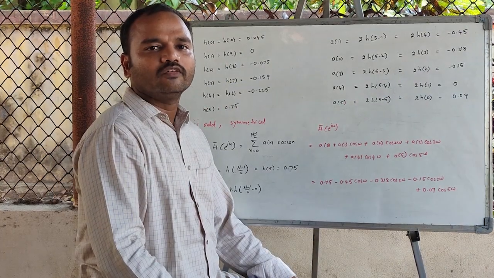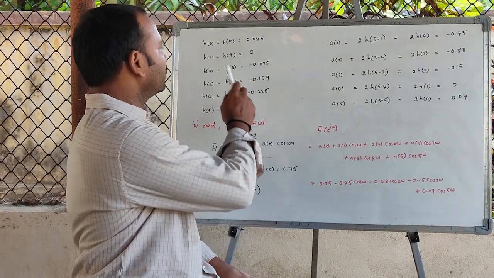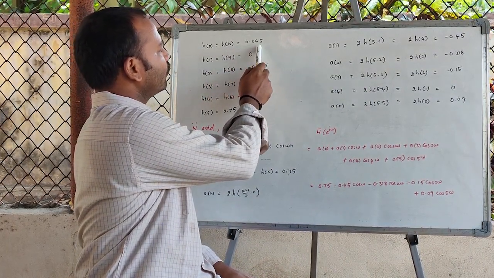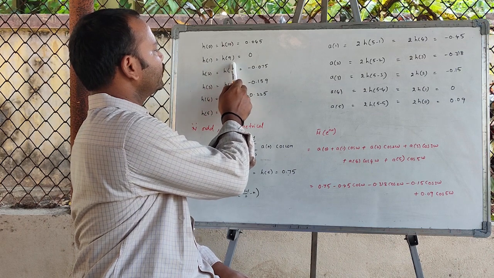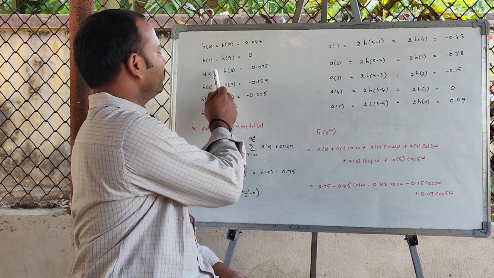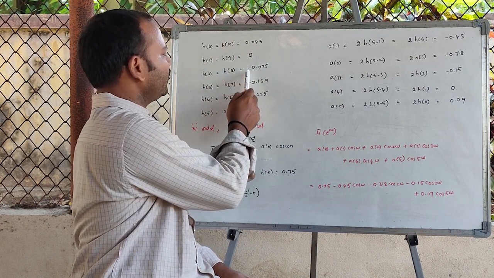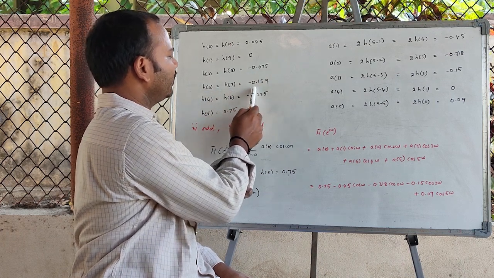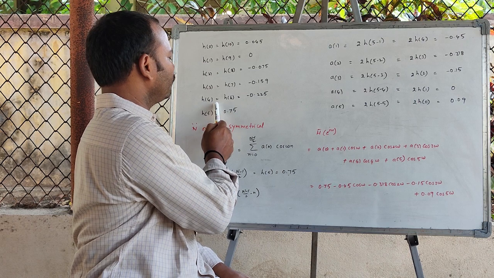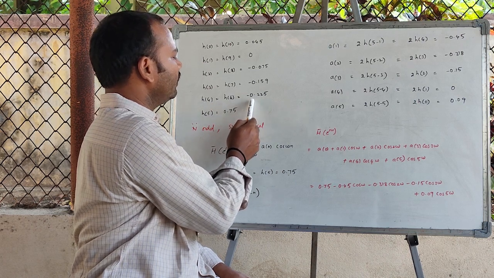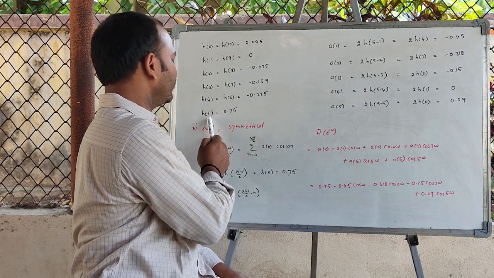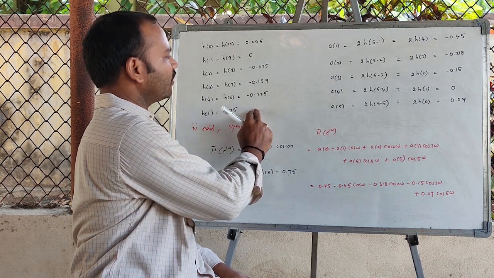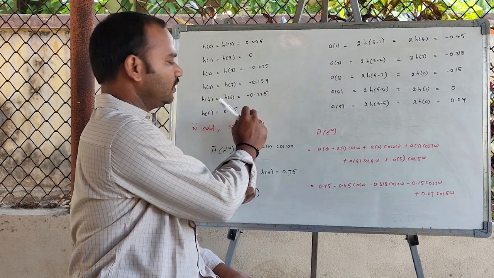The realizable filter coefficients are h of 0 is equal to h of 10 is equal to 0.45, h of 1 equal to h of 9 equal to 0. Similarly, h of 2 is equal to h of 8 equal to minus 0.075, h of 3 is equal to h of 7 equal to minus 0.159, h of 4 is equal to h of 6 equal to minus 0.225, and h of 5 is equal to 0.75. We have obtained these values from the h dash of z.